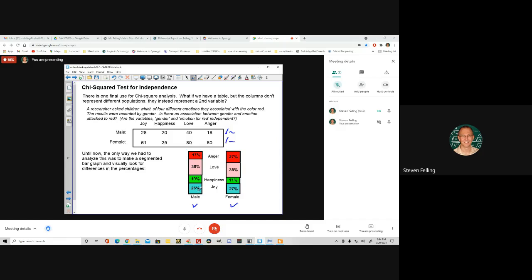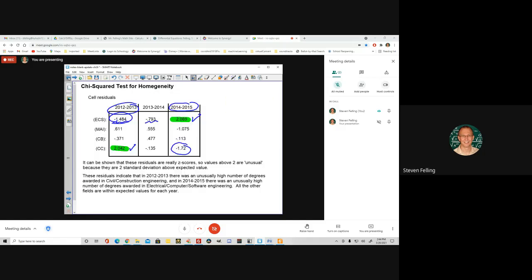Okay, so we're comparing a distribution, say, joy, happiness, love, and anger, right? But we're comparing it across 2 populations, male and female, right? It's very much like this test here that we did before, where we were talking about the different percentages of degrees across the different years here. But there's a subtle difference.